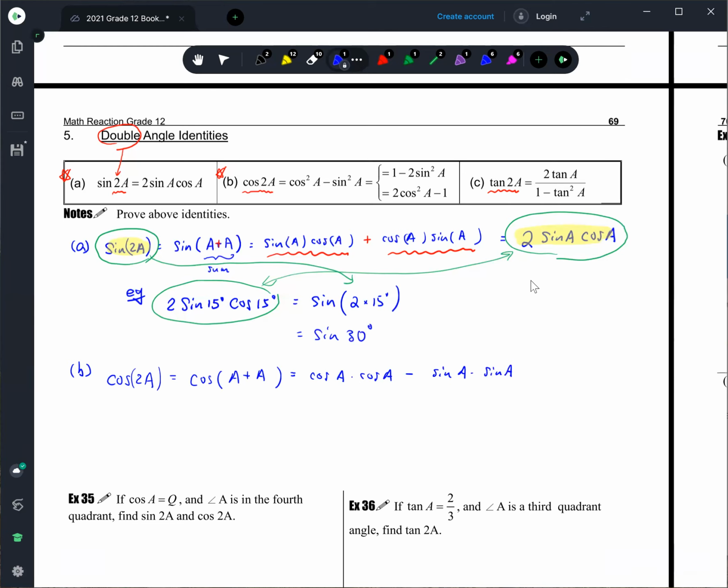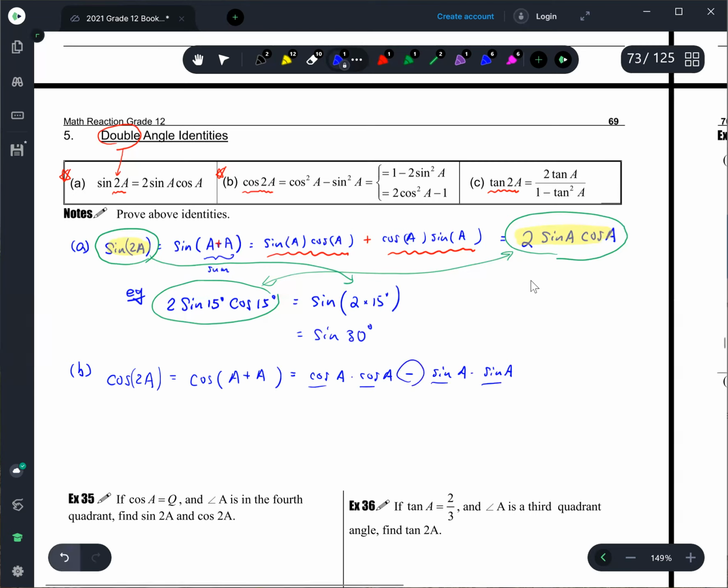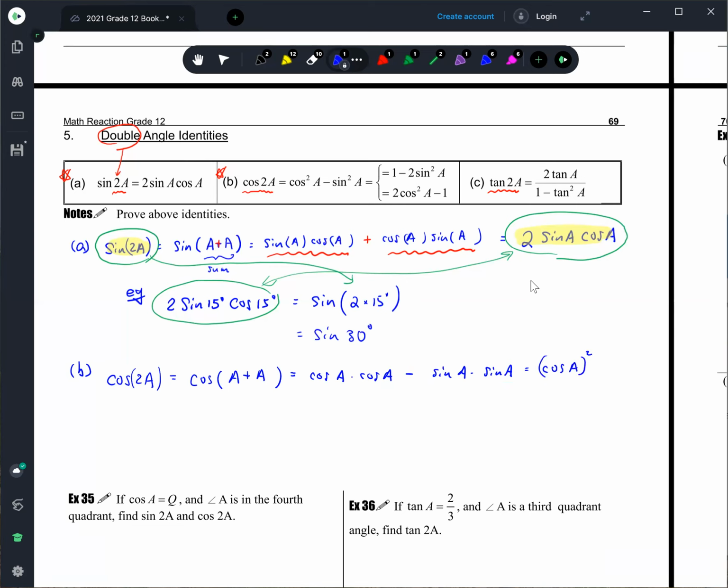This is a sum, so we need to change the sign: the middle will become subtract. And all the angles are the same, so they're all A's. Cosine A times cosine A gives us cosine A squared. Oh, this is the first time we see a square on the cosine. Minus sine squared.